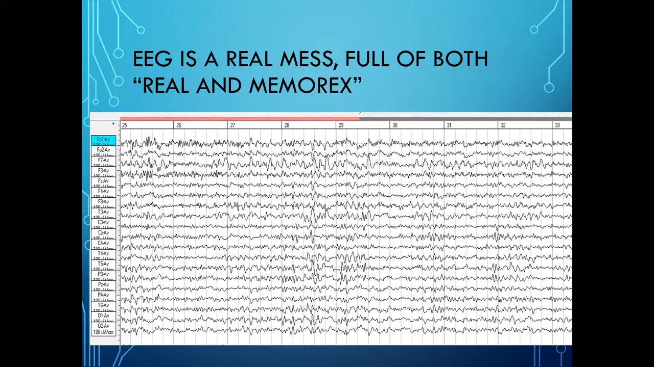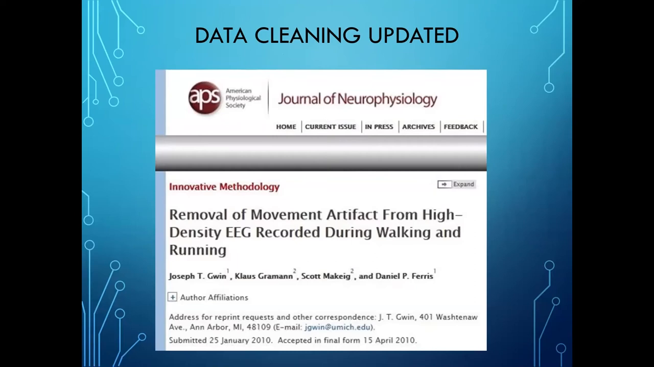So to start with classical data cleaning, you cut out and throw away the artifacts. However, there's newer methods using ICA and other methods as well. This is basically from 2010, removing movement artifacts in a high density EEG recording during somebody walking and running. Now, you've got difficulty getting a clean EEG when somebody is sitting in a chair in your office. Imagine the artifact from somebody running and walking with the EEG on. So a tremendous amount of artifact has to be cleaned up.